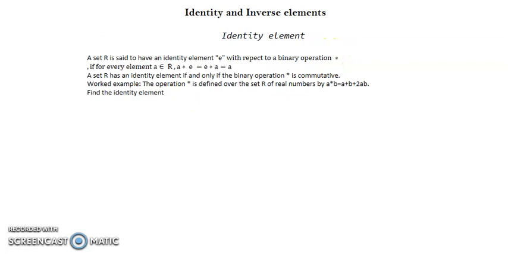Let's look at identity and inverse elements. A set R is said to have an identity element E with respect to a binary operation star if for every element A which is a member of R, then A star E is equal to E star A, which is equal to A. So a set R has an identity element if and only if the operation is commutative.